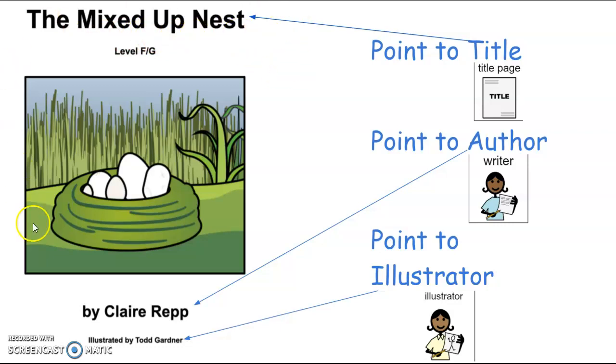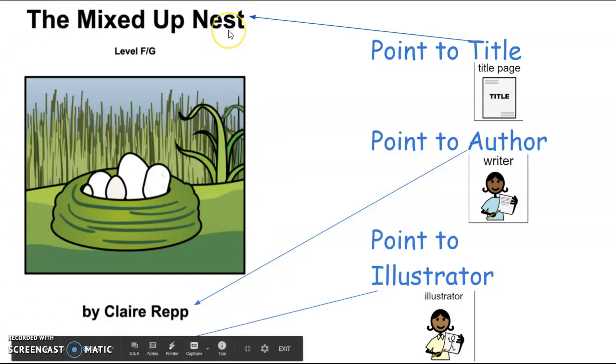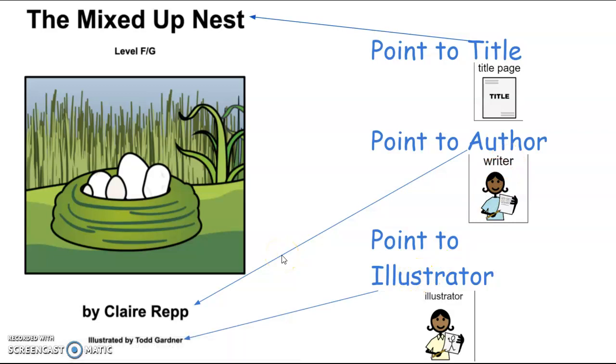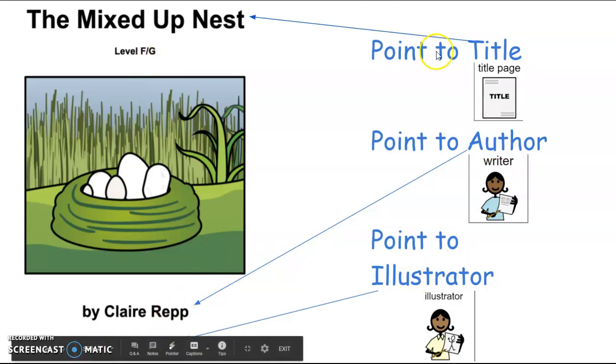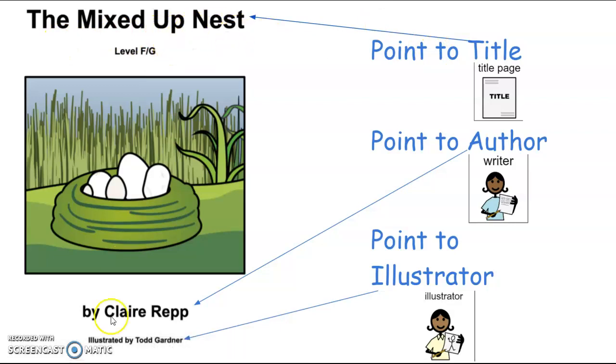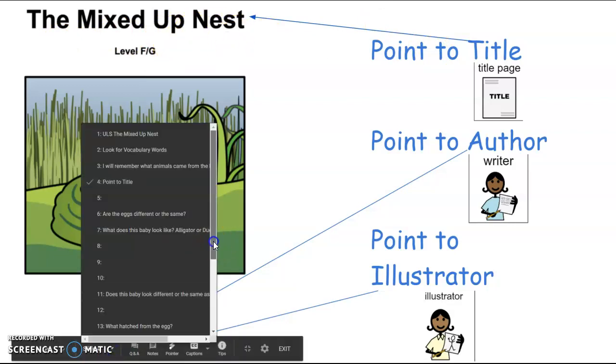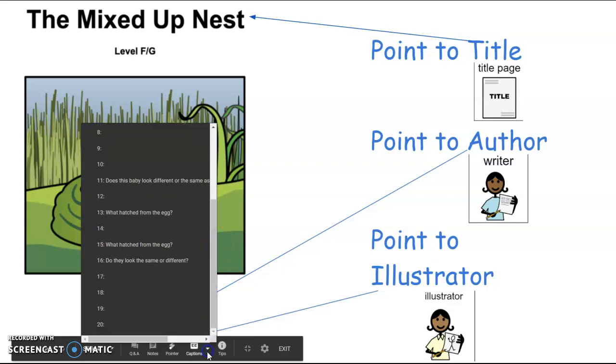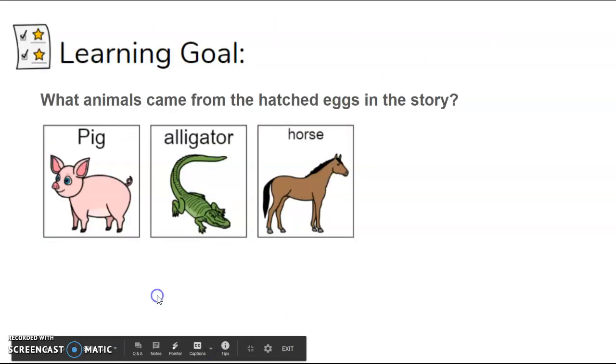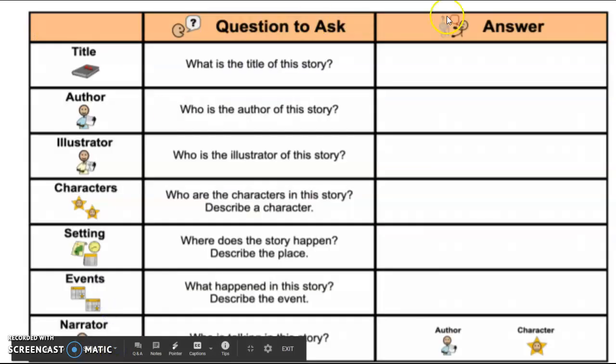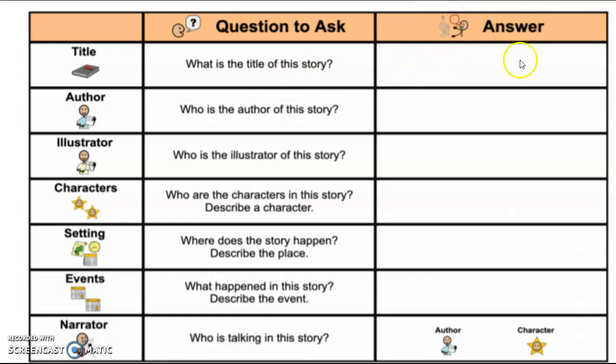And go ahead and look at this title page because I'm going to be asking you about who the author is and the illustrator as well, okay? So the title is The Mixed Up Nest. So we will go back, and we will put in the answer right here. The Mixed Up Nest.